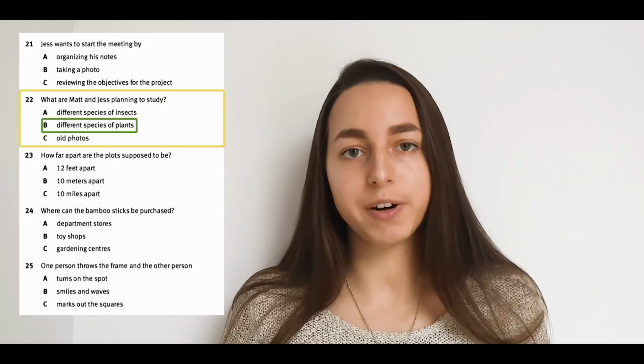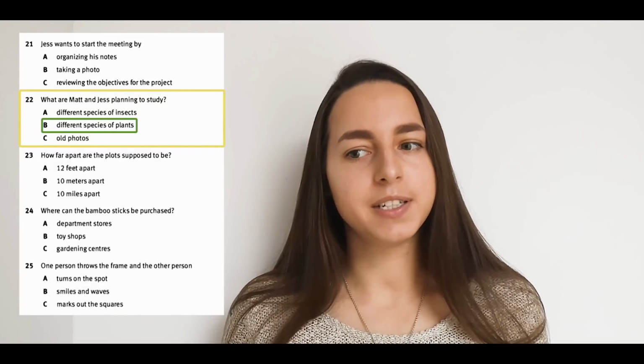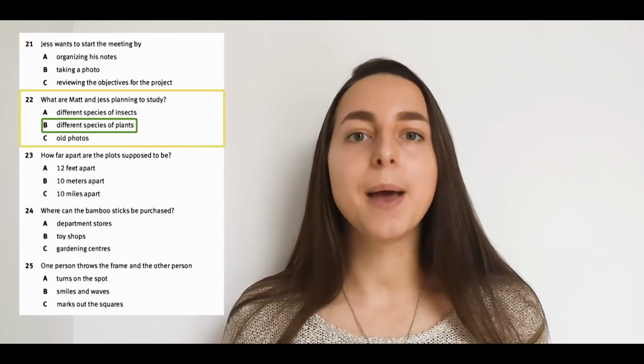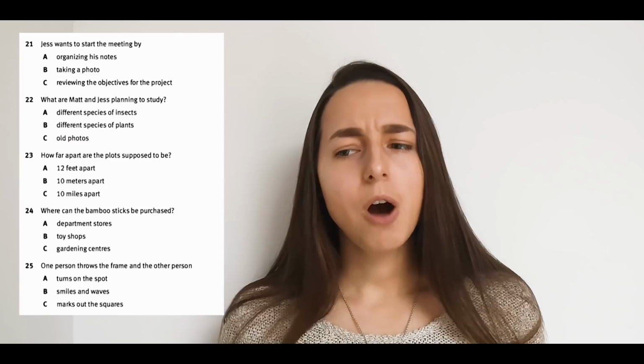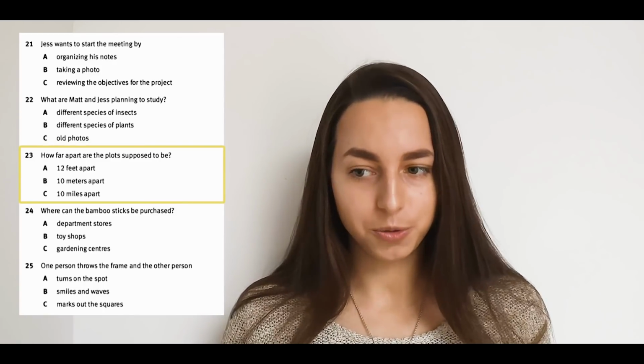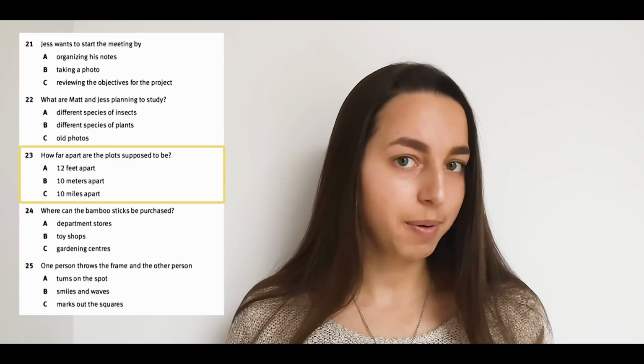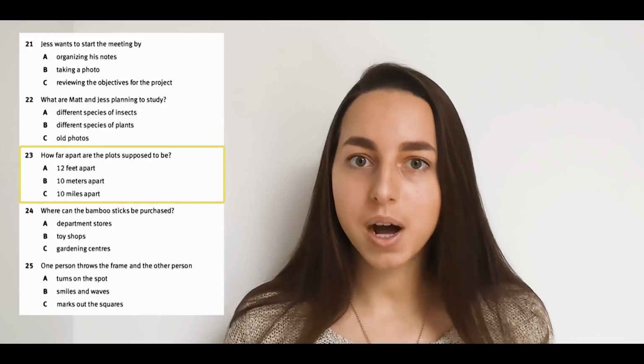Again, quite straightforward. You didn't even see a lot of synonyms there. And for question number 22, the correct answer is answer B. Next question, how far apart are the plots supposed to be? It's either A, 12 feet apart, B, 10 meters apart, or C, 10 miles apart.